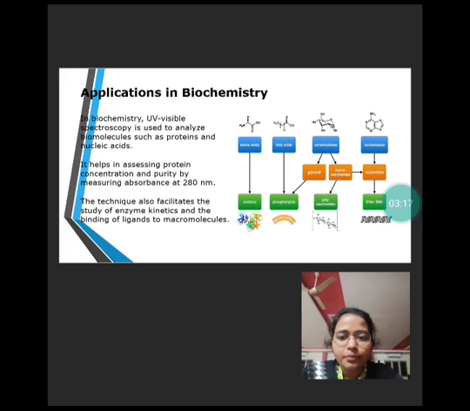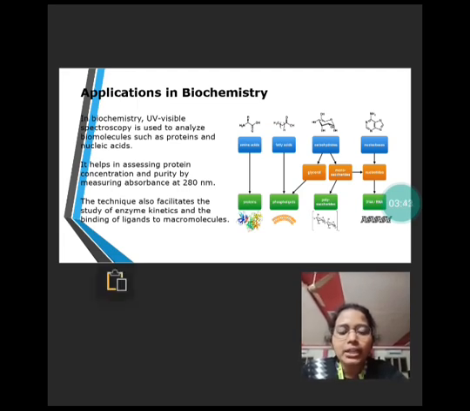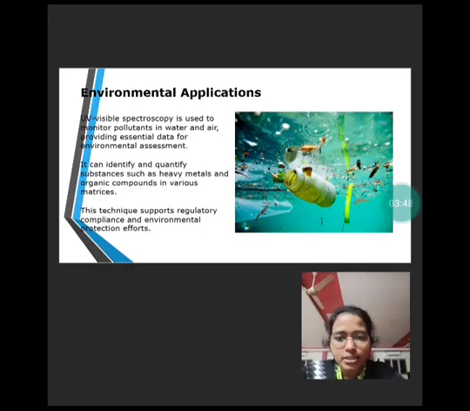Applications in biochemistry. In biochemistry, UV visible spectroscopy is used to analyze biomolecules such as proteins and nucleic acids. It helps in assessing protein concentration and purity by measuring absorbance at 280 nanometers. The technique also facilitates the study of enzyme kinetics and the binding of ligands to macromolecules.